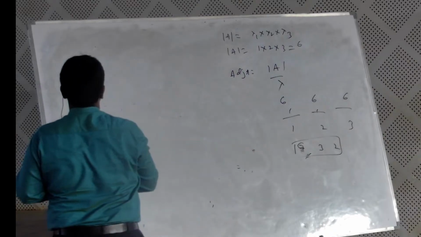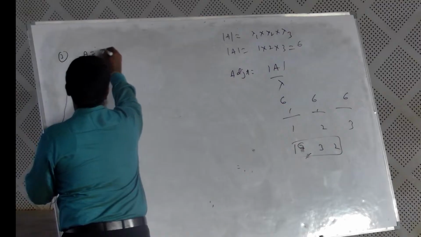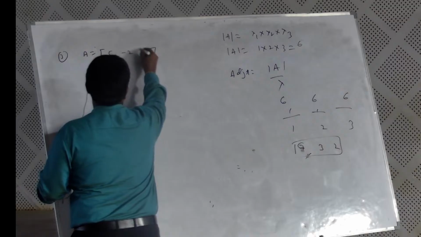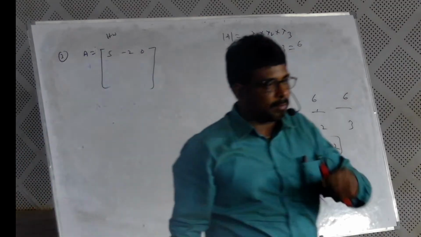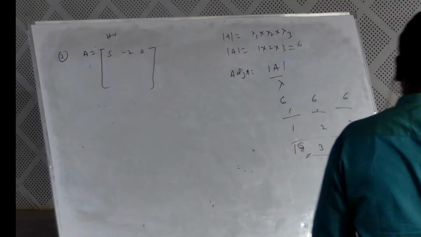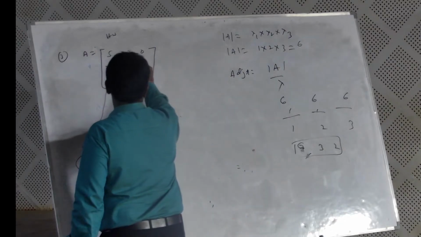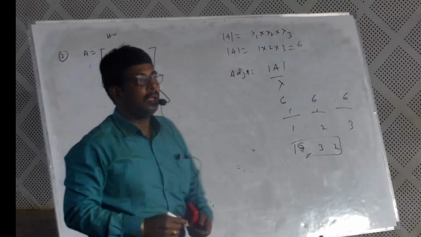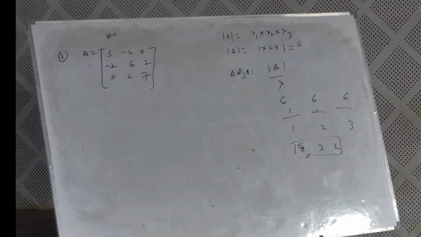Next, third one. Find the eigenvalues and eigenvectors of the matrix 5, -2, 0, -2, 6, 2, 0, 2, 7.